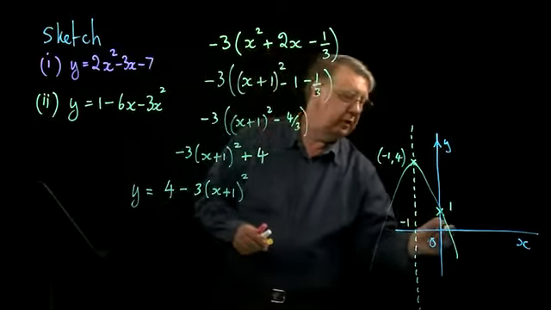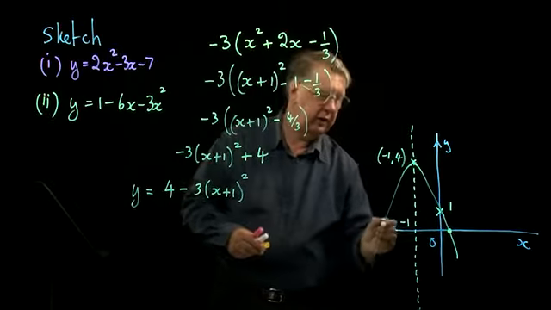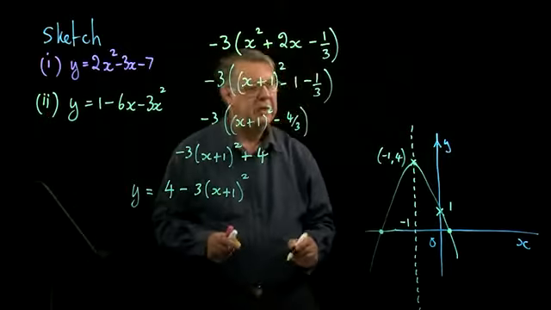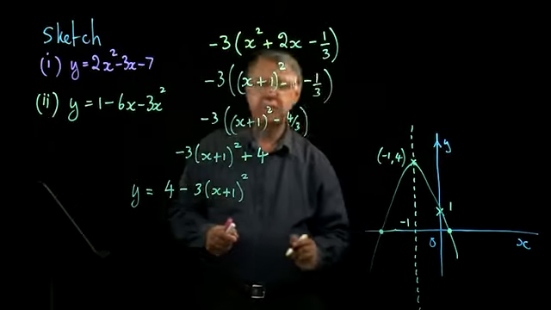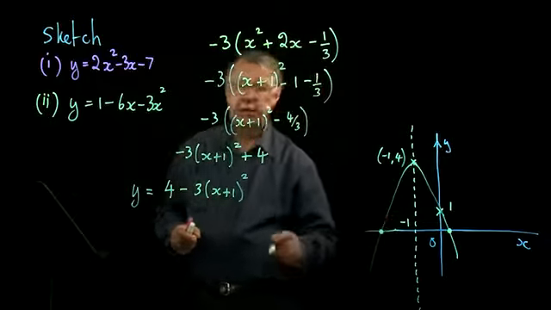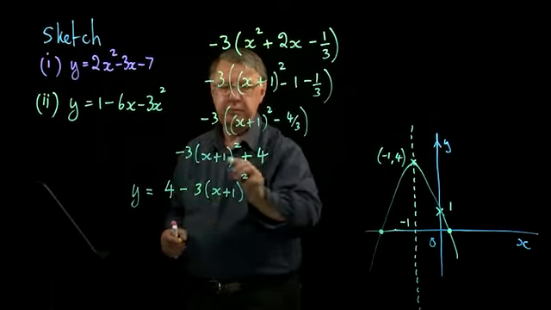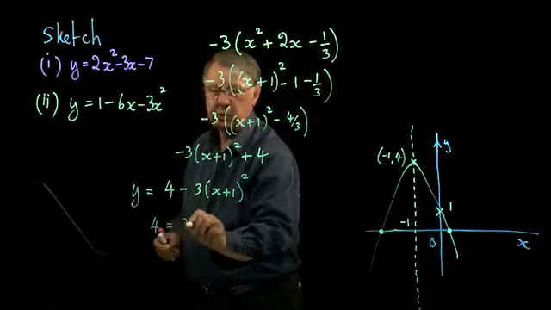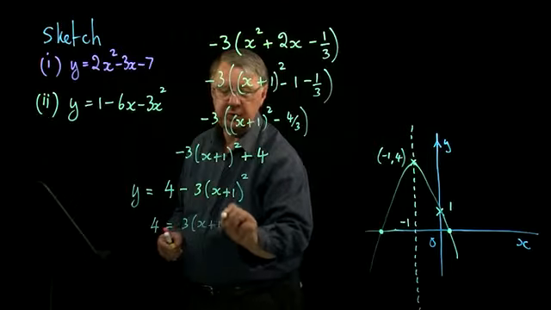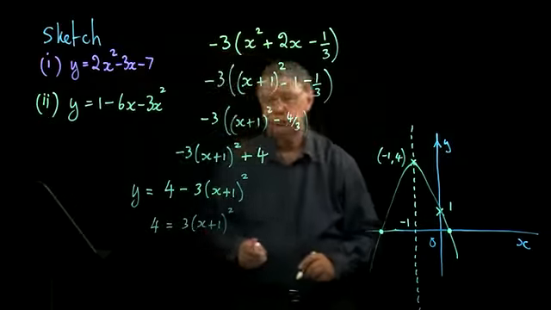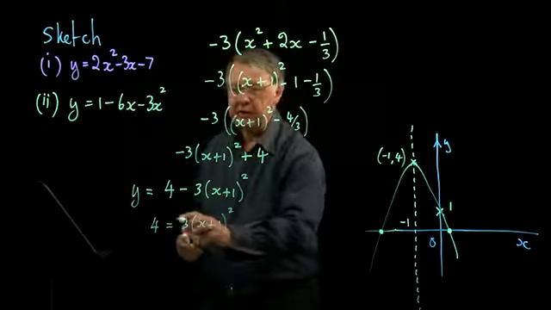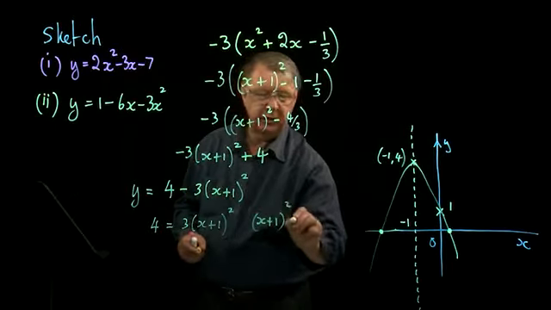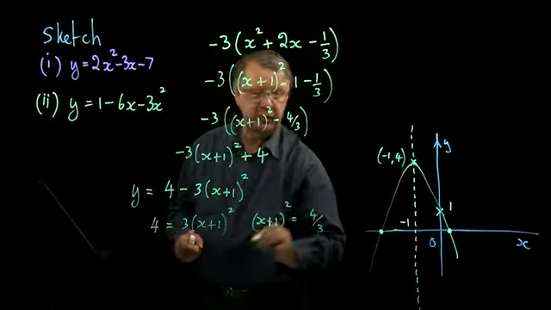And now we want to find these points. A bit short there, let's extend it a bit. So how would we find those points? Well, that's when y is 0. So let's go to this. So 4 will have to equal 3 times x plus 1 squared. Divide by 3. X plus 1 squared is 4 over 3.